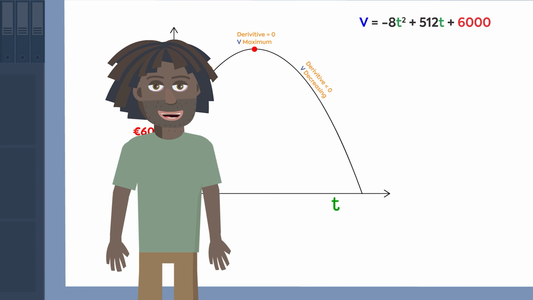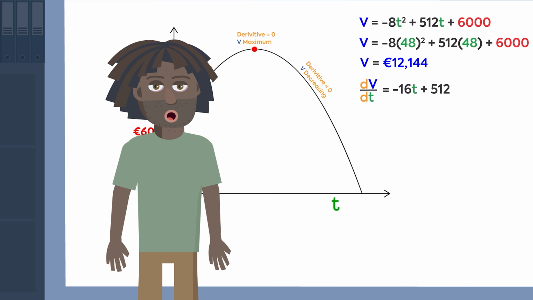Well, Shady, we seem to have a bit of a problemino here. Although we calculated the value of the investment after 48 months as €12,144 by substituting 48 in for t into the quadratic function, when we substituted 48 in for t into the derivative, we got minus 256. Because the value of the derivative when t equals 48 is negative, this means that after 48 months, the value of the investment is decreasing by €256 per month.